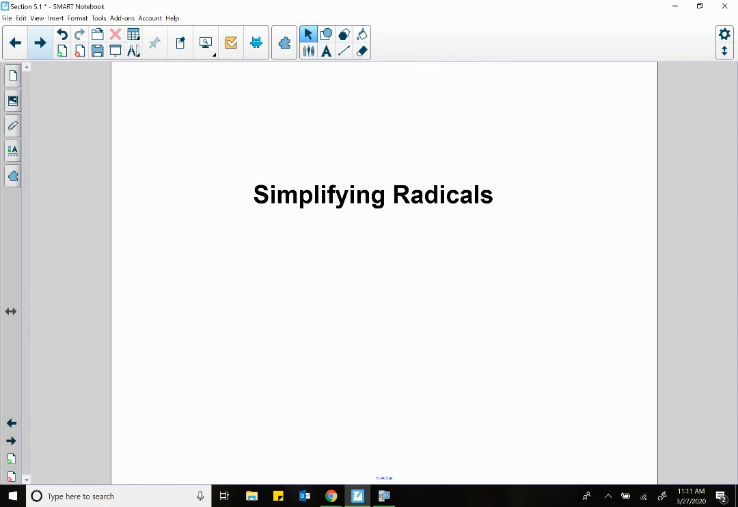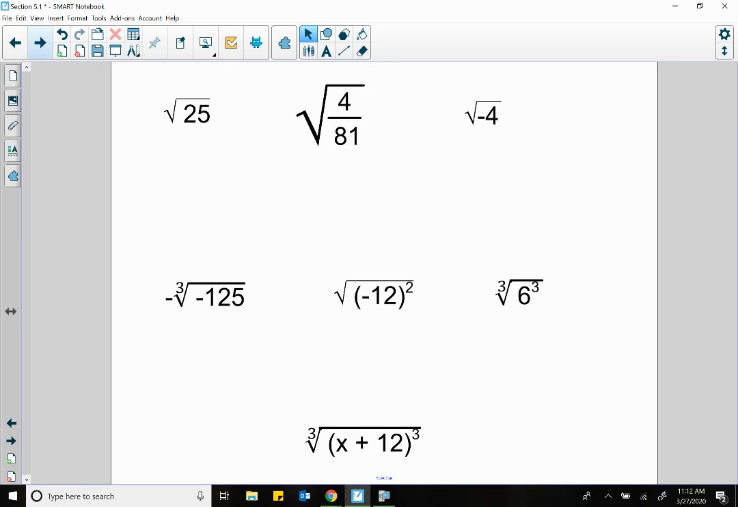Okay? So let's talk about simplifying radicals. So again, this is uber important for everything that is to come. All right? You need to know how to simplify for the rest of chapter 5. All right. So moving on over here. I've got 7 examples here.